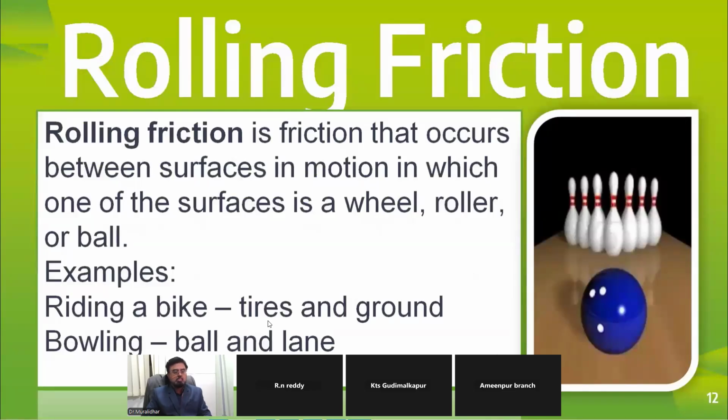While riding a bicycle, the tires and the ground will be experiencing rolling friction. While you play bowling, the ball and the lane will be experiencing rolling friction, right?